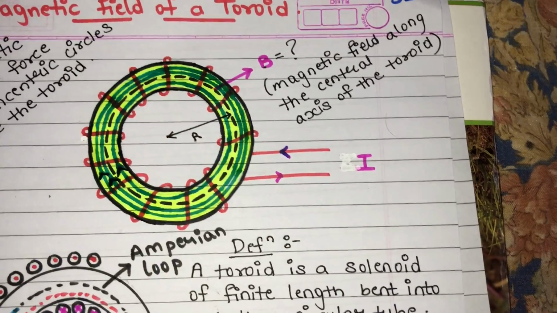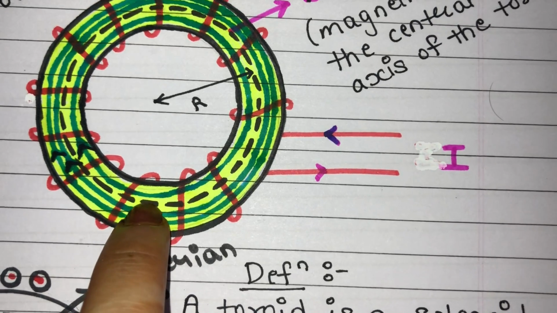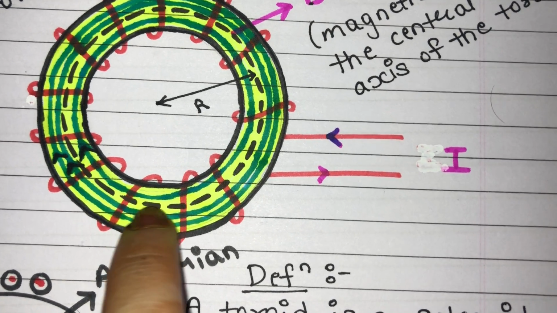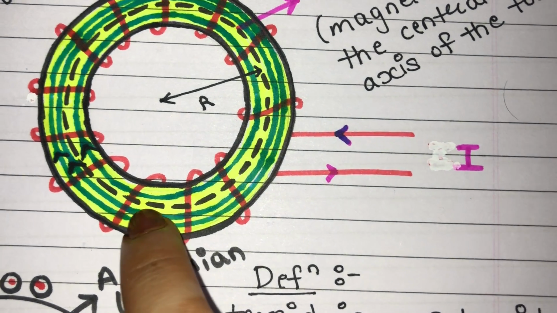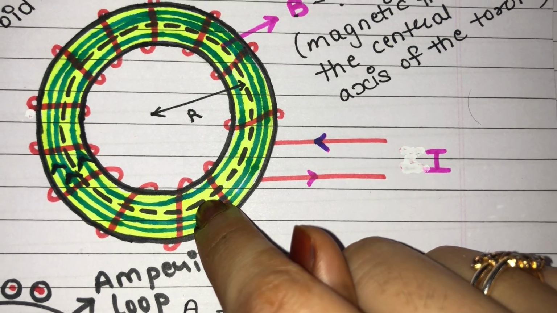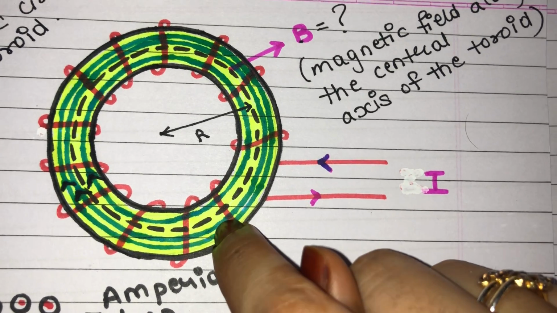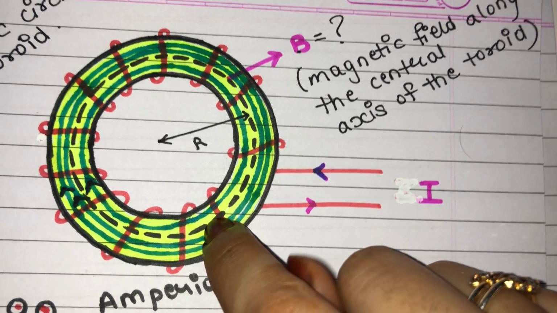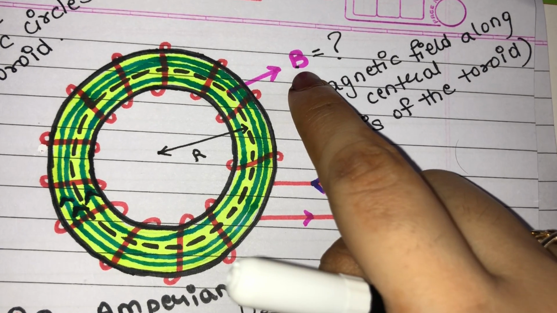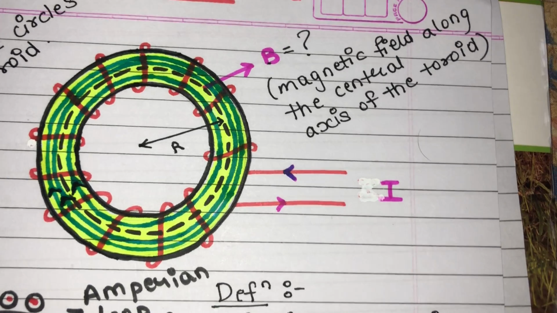So here I have tried to draw the toroid. Now if you see the axis of the toroid, that is drawn with the black dashed lines. This is the central axis of the toroid. I want to find out the magnetic field at this central axis of the toroid. What will be the magnetic field along the central axis of the toroid?